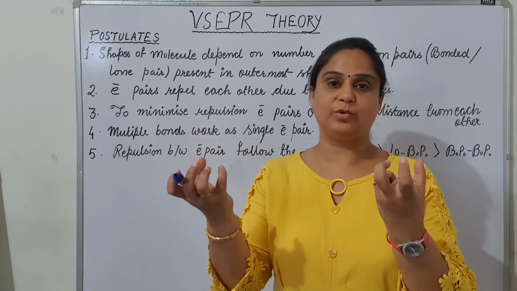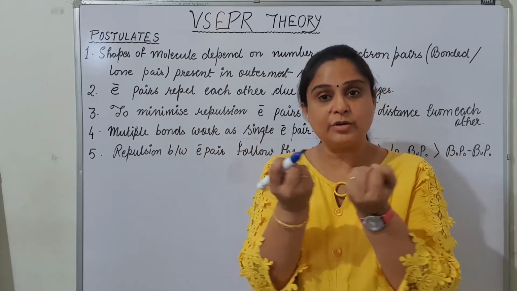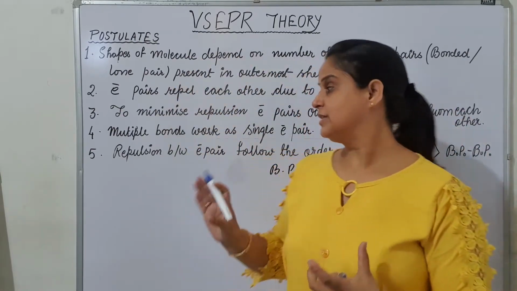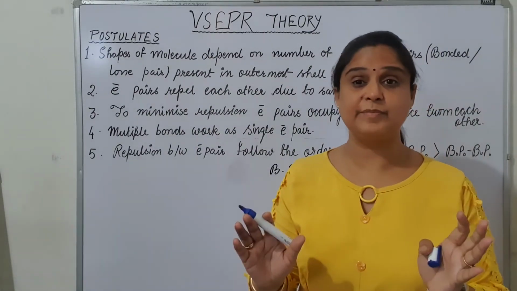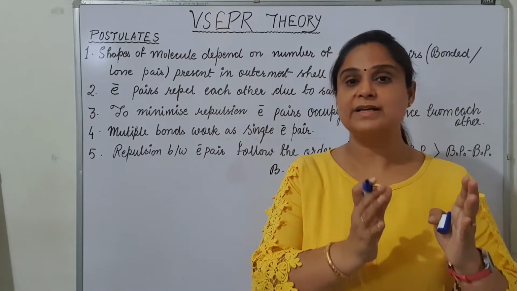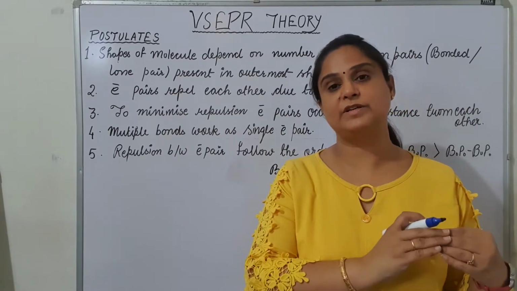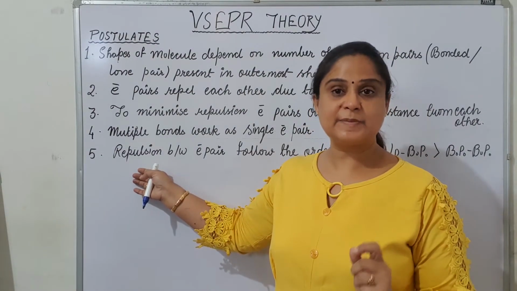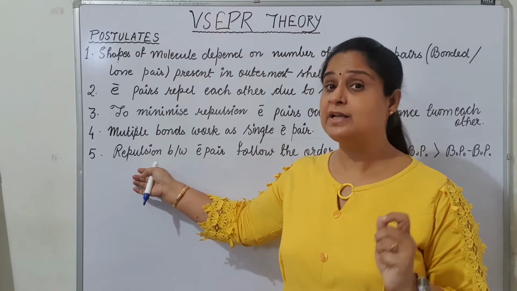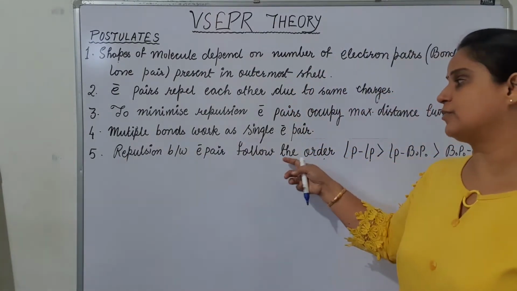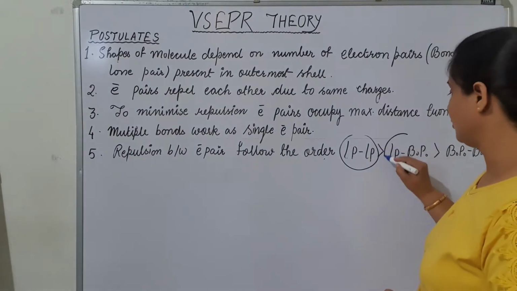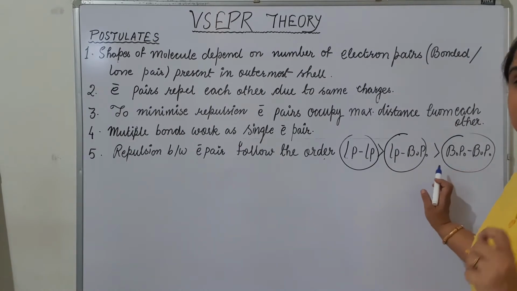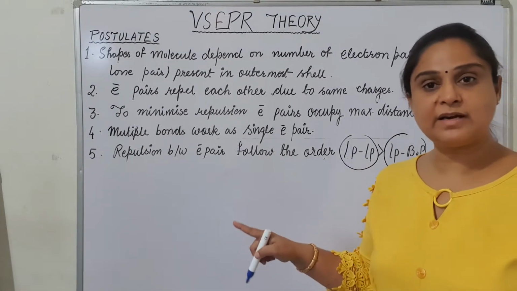So lone pair and lone pair are like clouds and they cannot be together because they are free and they want lots of space. So these lone pair and lone pair electrons have lots of repulsion. Lone pair and bond pair repulsion is somewhat less, and bond pair repulsion is the least repulsion between the outermost shell. So I am going to explain this fifth postulate by taking an example. The postulate is: repulsion between the electron pairs follows the order lone pair-lone pair, lone pair-bond pair, and bond pair-bond pair. You can see here bond pair repulsions are the least repulsions and lone pair repulsions are the maximum repulsions.